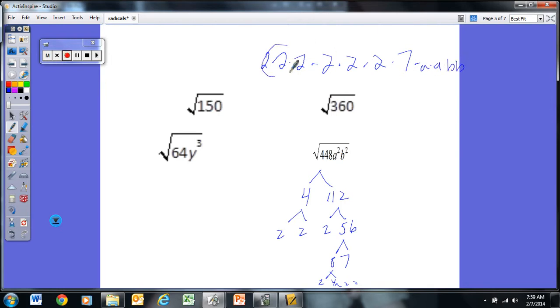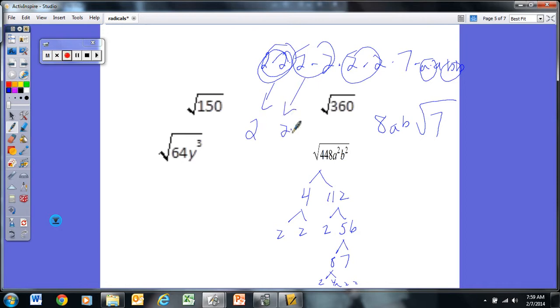So the doubles are 1, 2, 3 2s. So 2 times 2 times 2 is 8 on the outside. 2 A's and 2 B's. So I put an A on the outside and a B on the outside, and a 7 left underneath. You might have to watch this a couple times to see what I'm doing, but it's the same thing every time. When you take out a double, you write one of them down, and you multiply everything that you wrote down together.